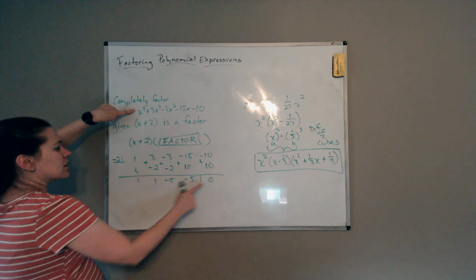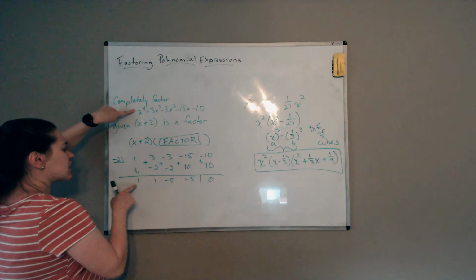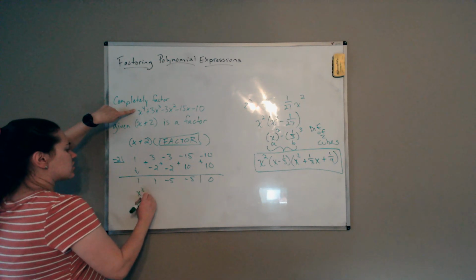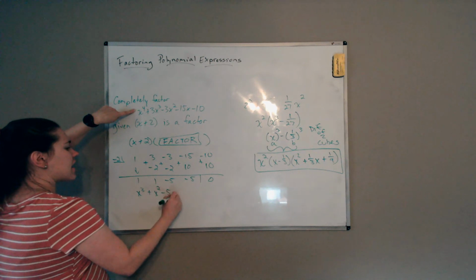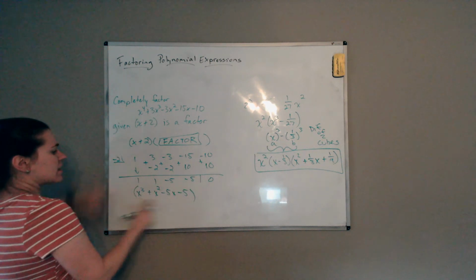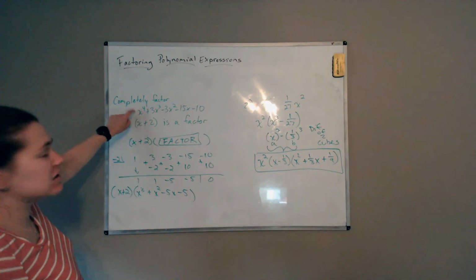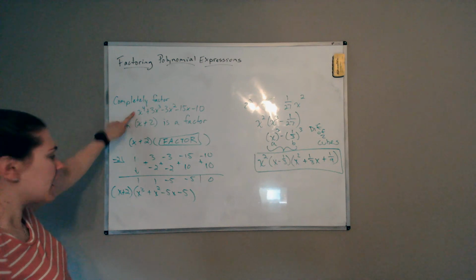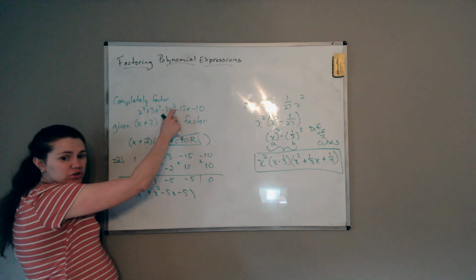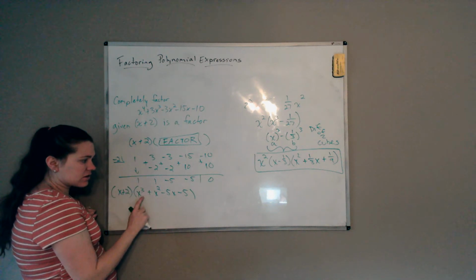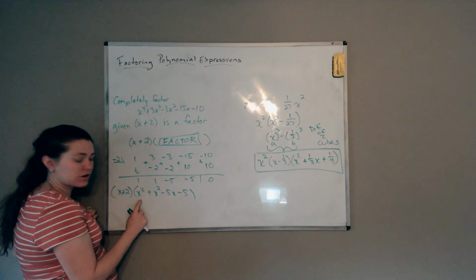So if this is the remainder, this is the constant, this is x to the 1st, this is x to the 2nd, this is x to the 3rd. X to the 3rd plus x squared minus 5x minus 5. So this times x plus 2 is the same as this expression right here. But we have to check. This might not be the completely factored form of this original expression. This expression that we just got as a second factor, perhaps it can be factored further. We have to check.